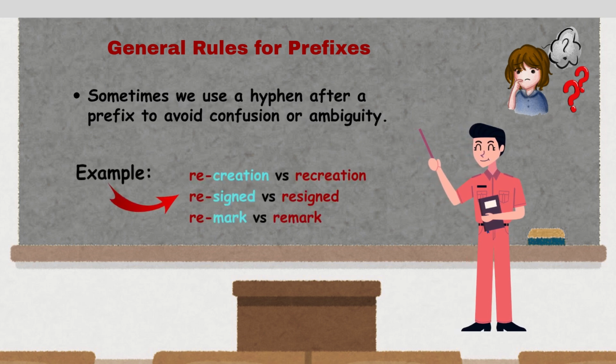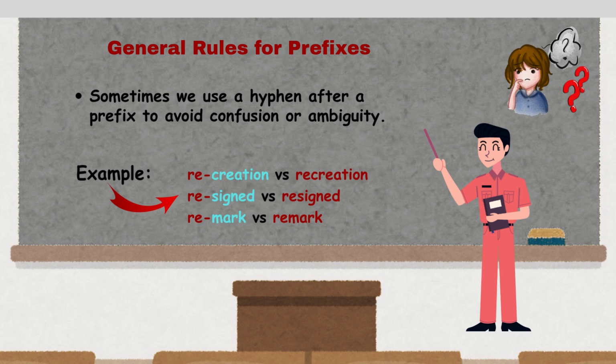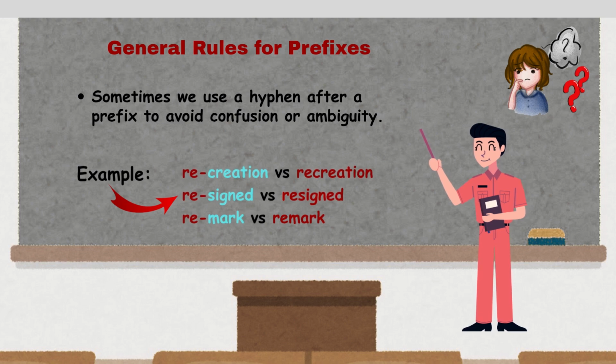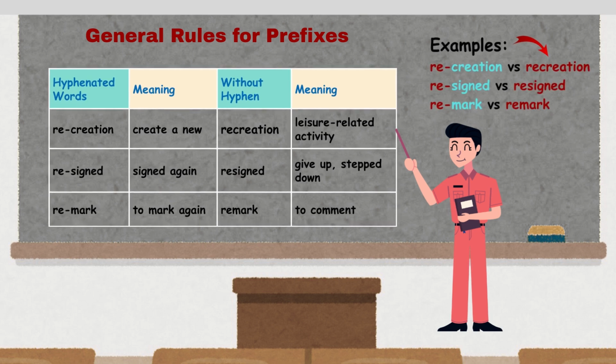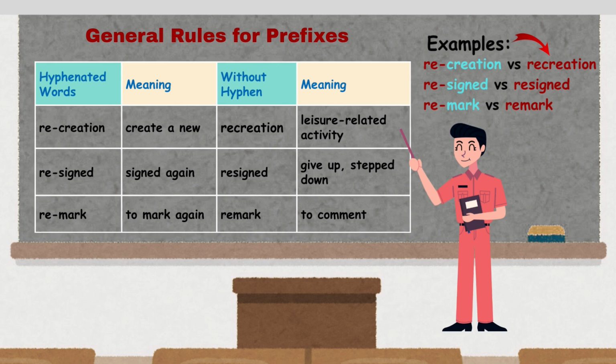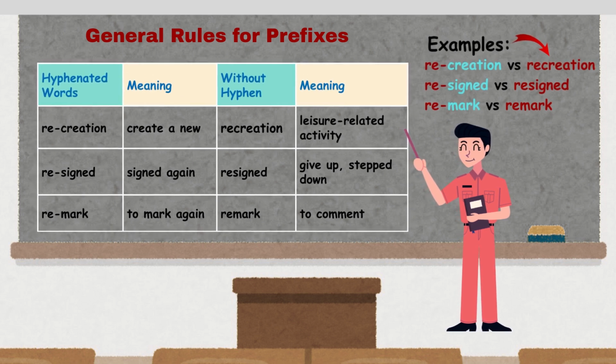Sometimes we use a hyphen after the prefix to prevent misunderstandings or misreadings. It helps the reader differentiate them from words that would look the same otherwise. For example, re-creation versus recreation, re-signed versus resigned, and re-mark versus remark.